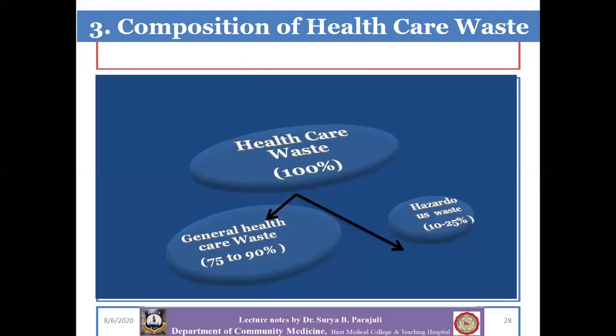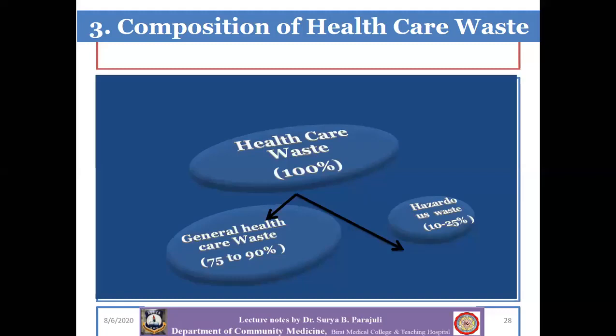Now let me tell you the composition of healthcare waste. Let's say healthcare waste is 100%, and we have two major categories. One is general healthcare waste, which is about 75 to 90%, and hazardous waste, 10 to 25%. General healthcare waste like plastics and bottles is non-hazardous, and we have only 10 to 25% hazardous waste, meaning 3 out of 4 is general and 1 out of 10 is hazardous. Only 10 to 25% of healthcare waste is hazardous.